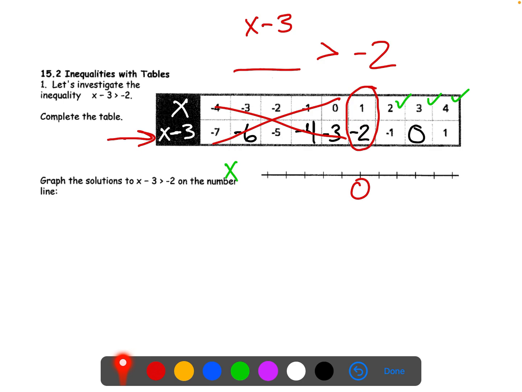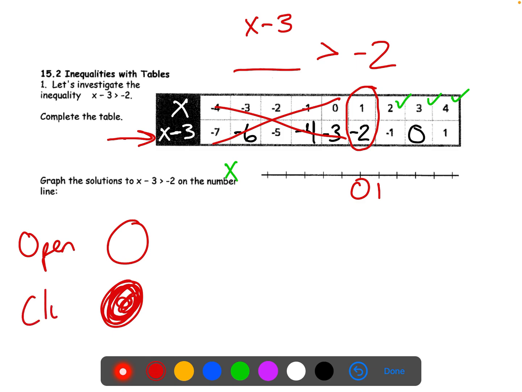When x was equal to 1, it made the same value on each side of the inequality. And we said that's not a solution because we don't have a greater than or equal to sign here. But this is still where we're going to start on the number line. We're going to start at 1. So 1 is right here. This is where we need to decide, should we use an open circle or a closed circle?